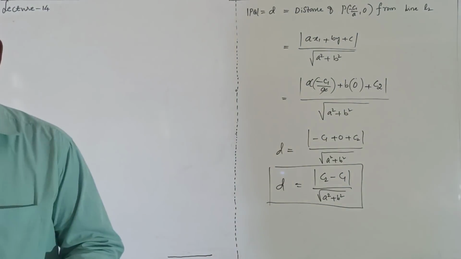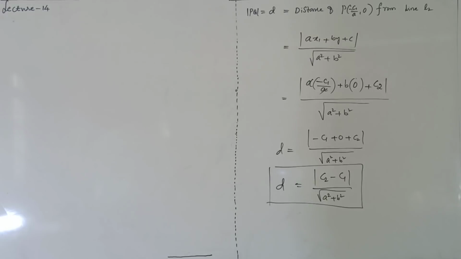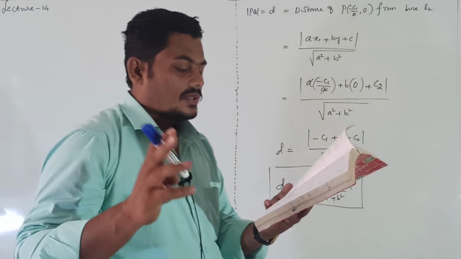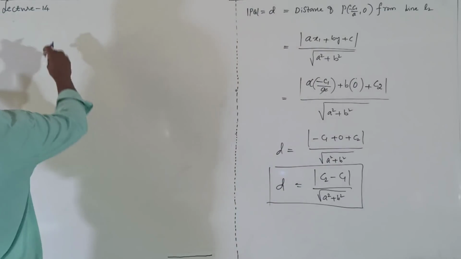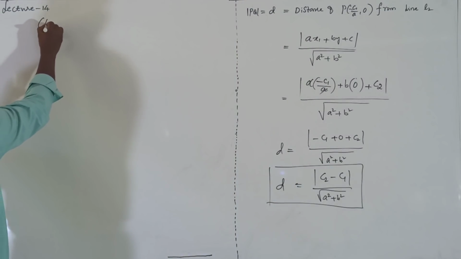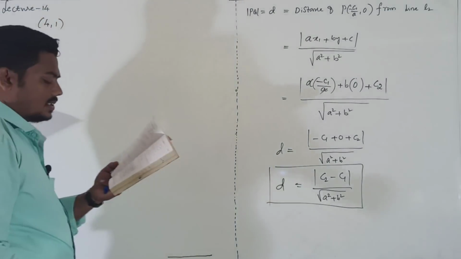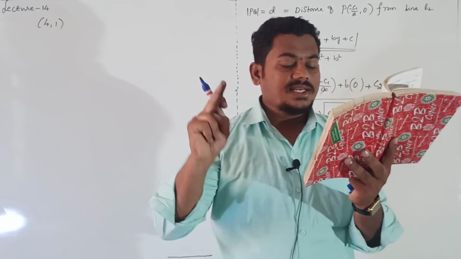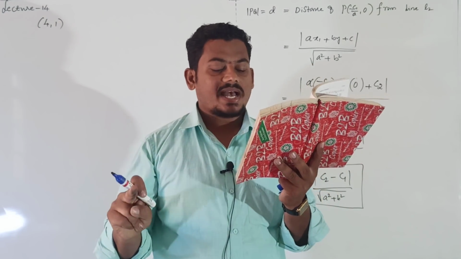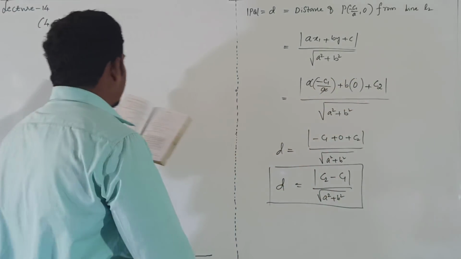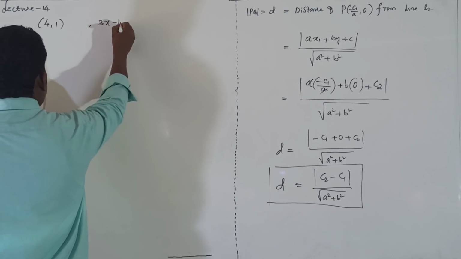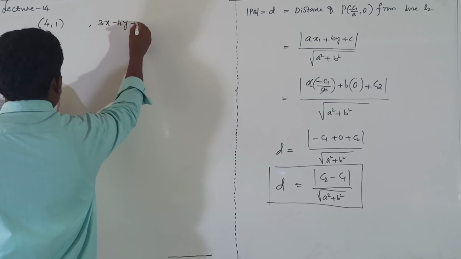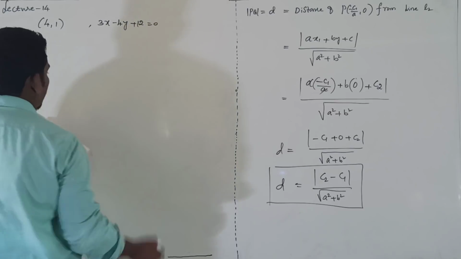Next, problems. Take question. Find the distance of the point 4, 1 from the line 3x minus 4y plus 12 equal to 0.